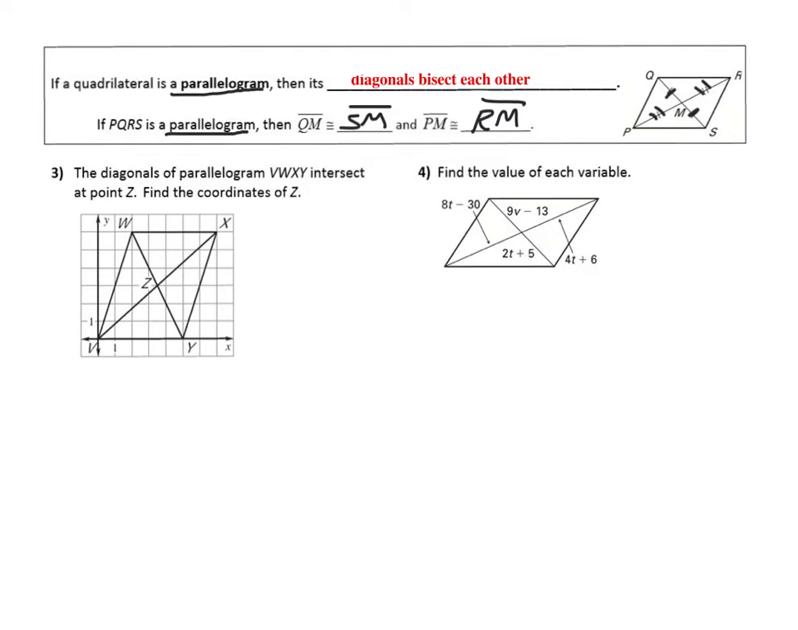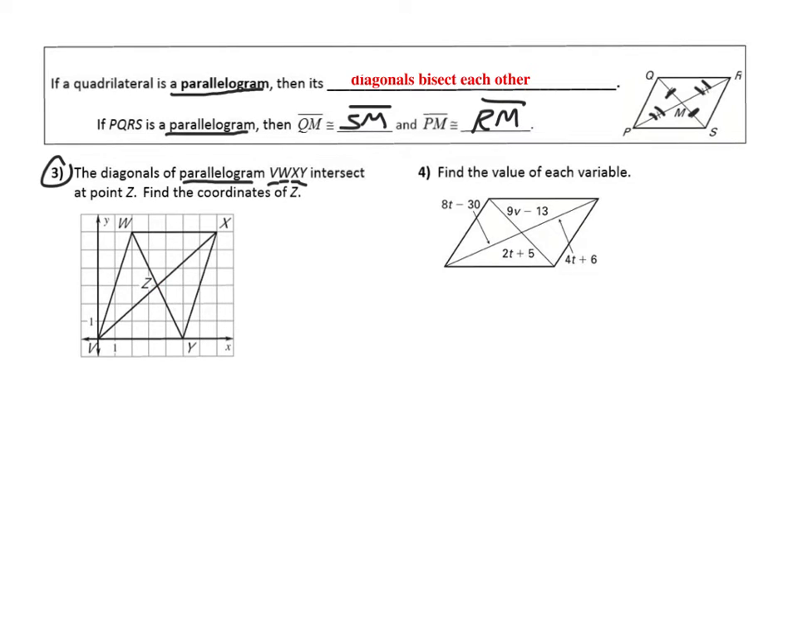So for question number 3, we're given a parallelogram on our graph, VWXY. So that tells me that the left and the right side are parallel, and the top and the bottom are parallel. And they've drawn my diagonals for me. So these diagonals bisect each other, and where they intersect is at point Z. And it looks like Z is located at 3.5, 3.